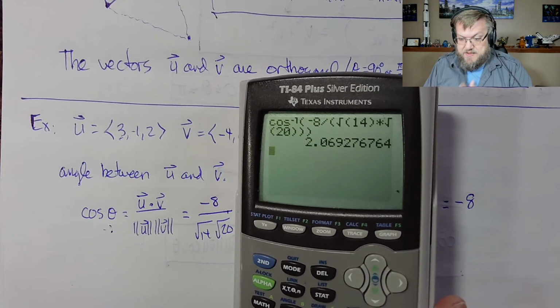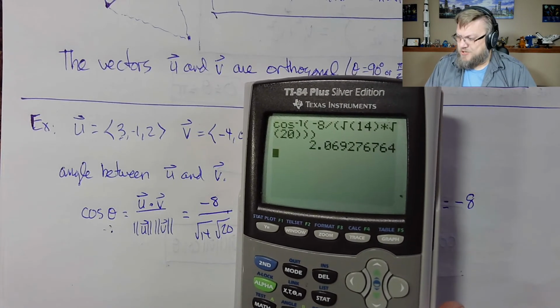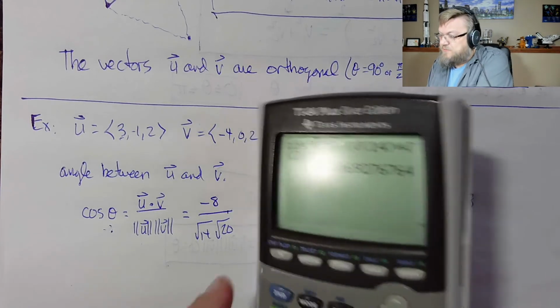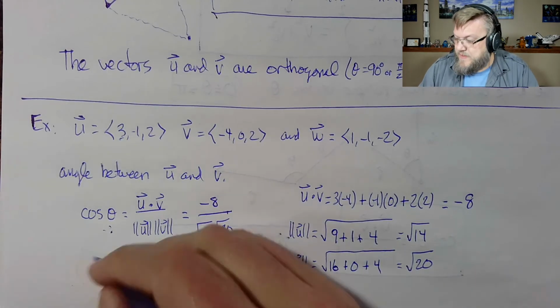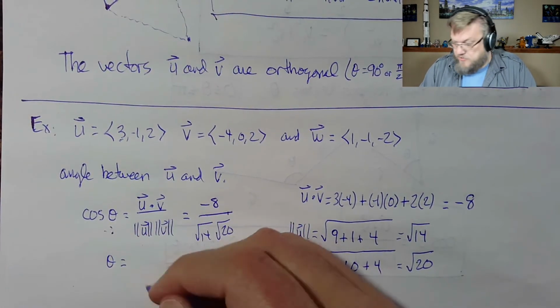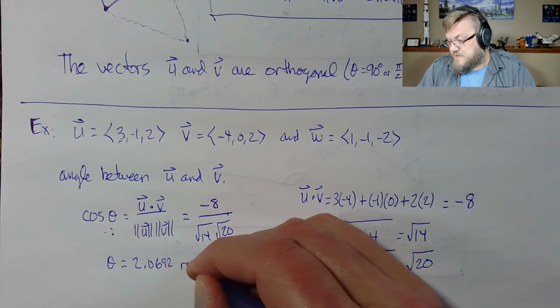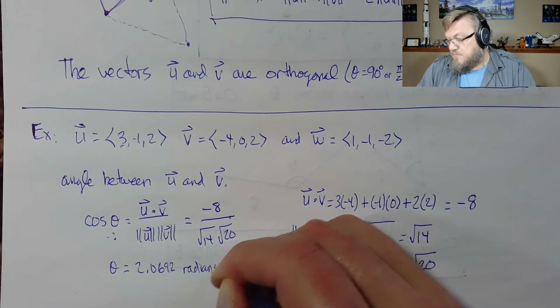So doing that gets me this quantity. Now that might look weird. That is not in degrees. My calculator is in radian mode. And so theta is about 2.0692 radians. Okay?